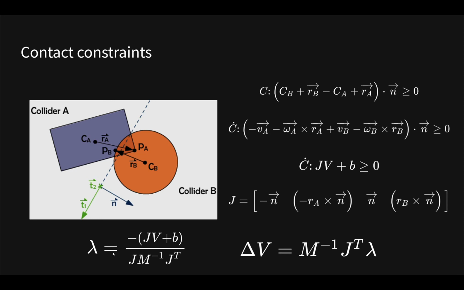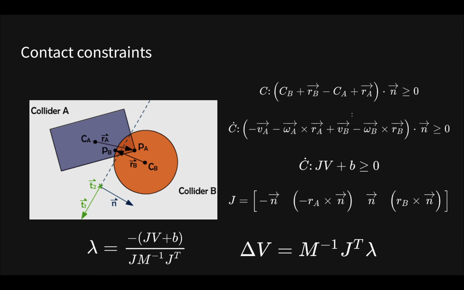Yeah, so we can calculate the Lagrange multiplier, and then we can find the required change to this V, which will solve the constraint. And yeah, that's pretty much it.